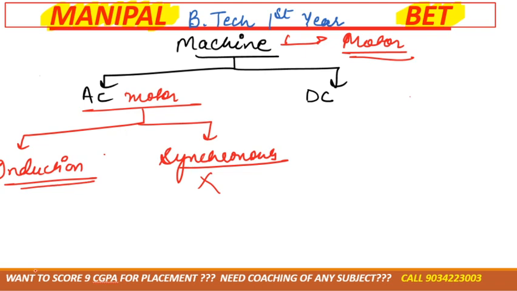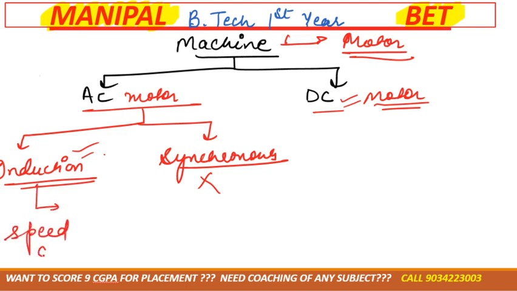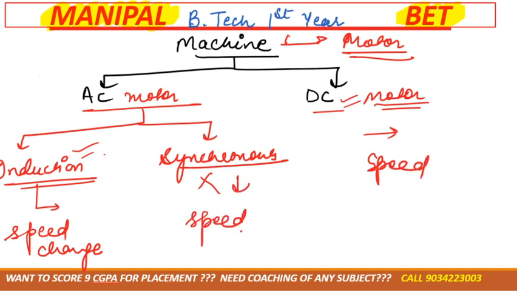There is the induction motor. Next, if we get a DC output or give a DC supply, then it's a DC motor. If we get AC, then it's an AC motor. So what is the difference? In an induction motor we can change the speed according to our requirement, and for DC also we can change the speed. But for a synchronous motor, the speed must be constant.